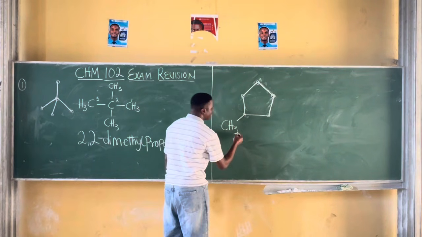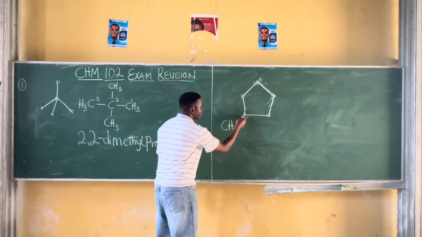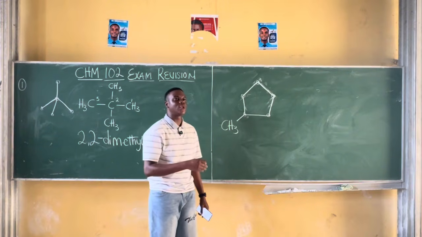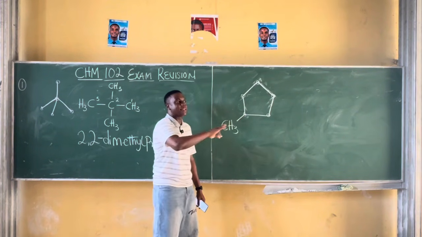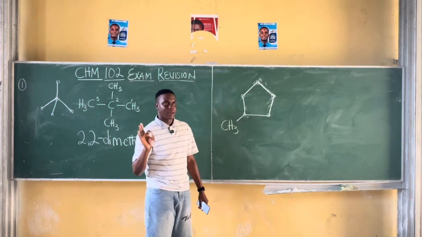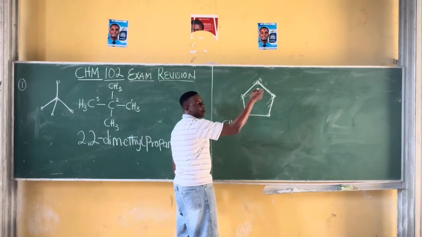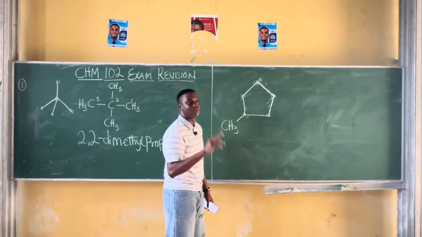But we have a substituent attached, okay? The substituent is attached to this carbon here. Now, when we are naming a cyclic ring, we can choose any point we like as carbon 1. It's not like we must start from here to say it's carbon 1. So the point the substituent is attached to is carbon 1.